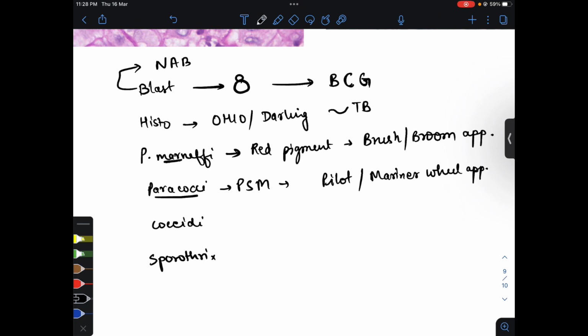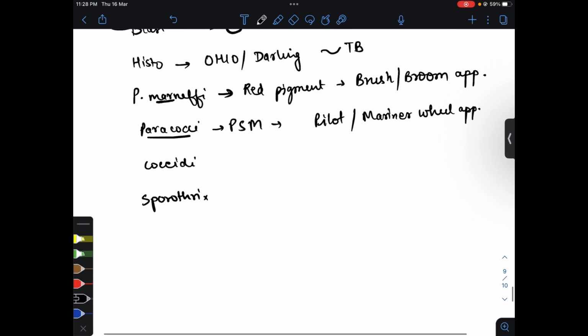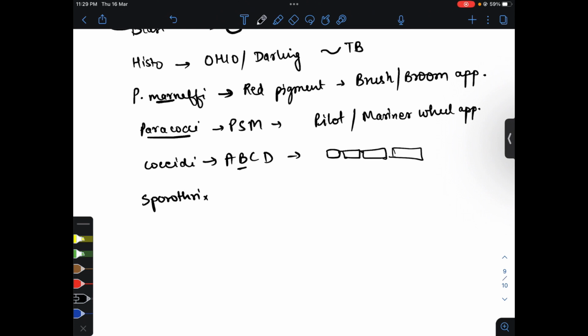Now in coccidioidomycosis we have the mnemonic A, B, C, D. D is known as desert rheumatism or valley fever. C is coccidioidomycosis, B is barrel shaped, and A represents the arthrospores. Now the last one is Sporothrix. Sporothrix is known as Rose Gardener disease, and in this we see an asteroid body, and it involves the lymphocutaneous form.